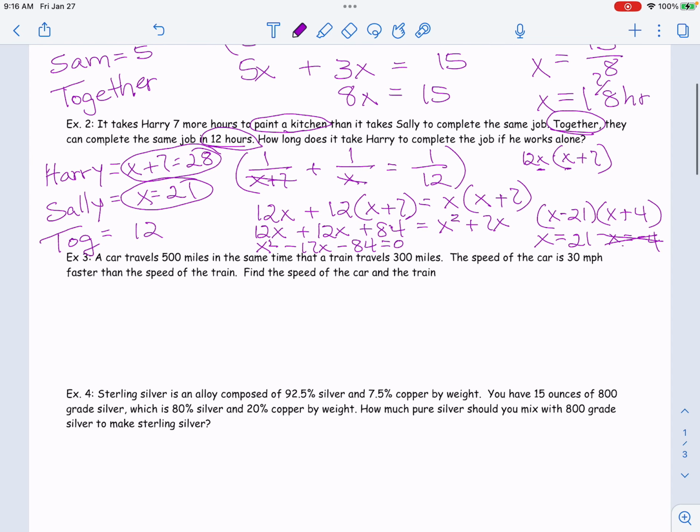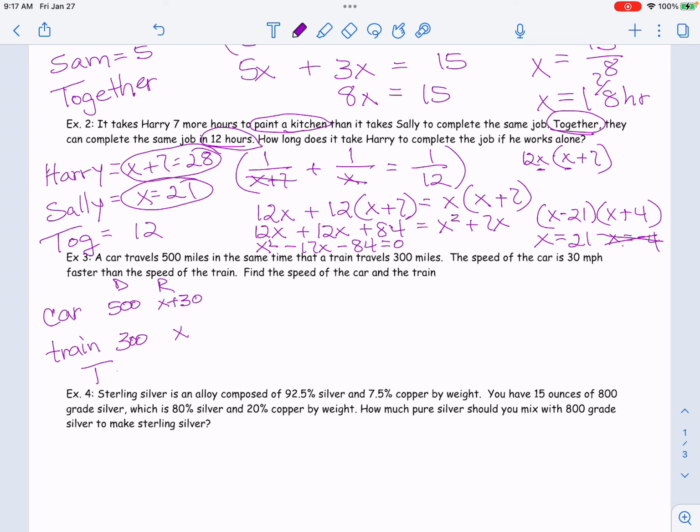Okay, this has to do with speed or distance. So a car travels 500 in the same time that a train travels 300. So we have a distance, we have a car and we have a train. The car's distance is 500. The train's distance is 300. The speed of the car is 30 miles per hour faster than the speed of the train. So this is the rate. The train is x. The car is x plus 30.